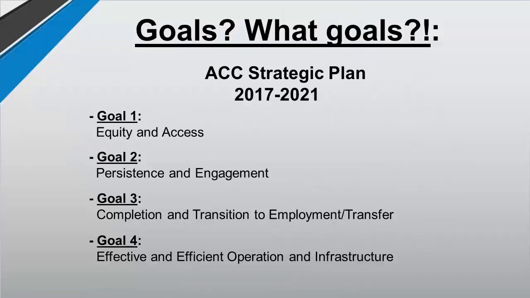Austin Community College has updated the strategic plan for 2017 through 2021. This strategic plan consists of 4 goals that support the overall mission of the college. In short, these 4 goals are: Goal 1, Equity and Access. Goal 2, Persistence and Engagement. Goal 3, Completion and Transition to Employment and Transfer. And Goal 4, Effective and Efficient Operation and Infrastructure.